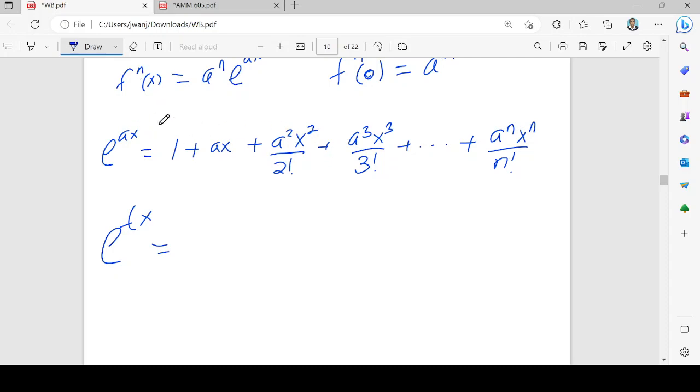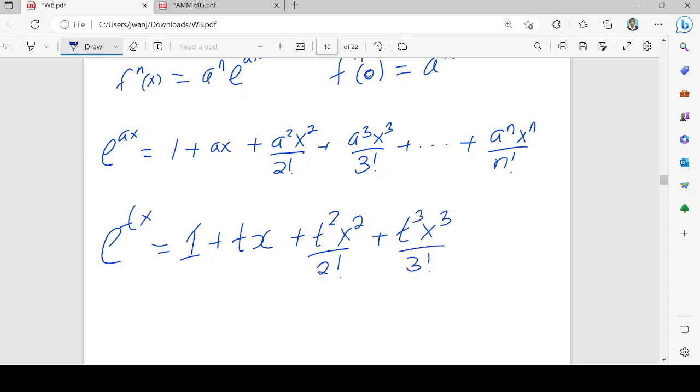So the first term will be 1, the next term will be tx, the next one will be t squared x squared all over factorial 2. The next one will be t raised to the power of 3, x raised to the power of 3 all over factorial 3, and so on, so that any term will be t raised to power n, x raised to power n, all over n factorial. So this will be our series for e raised to power tx.